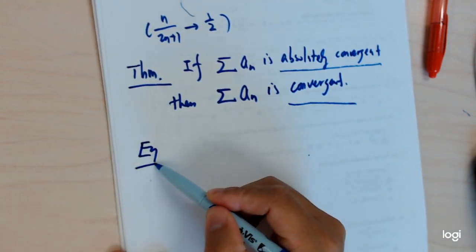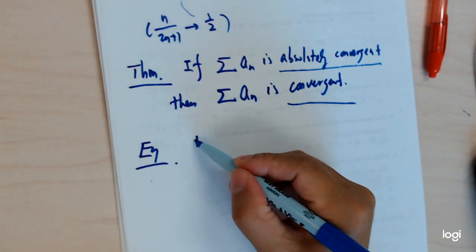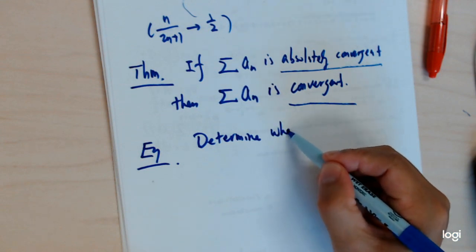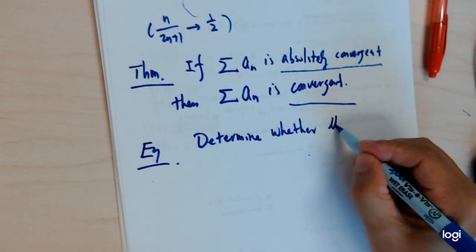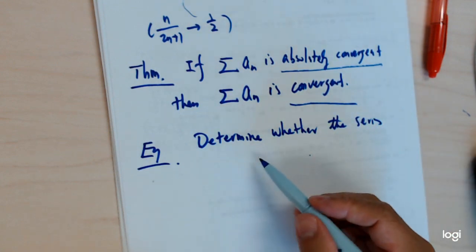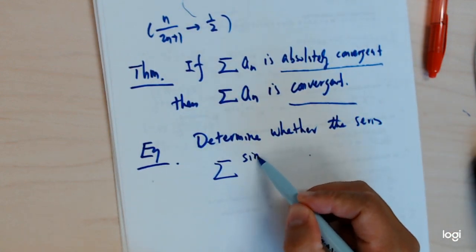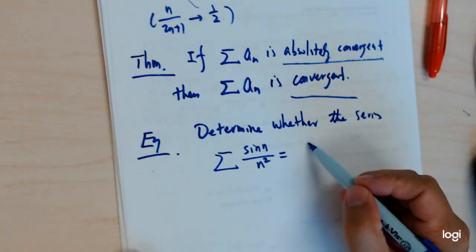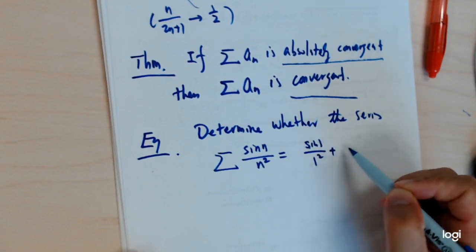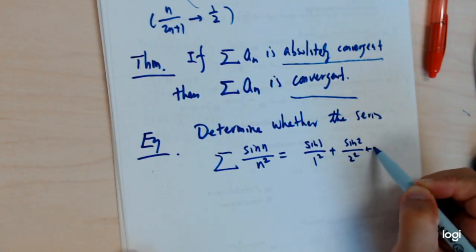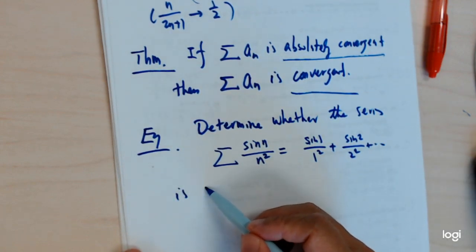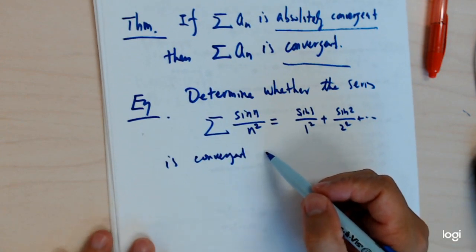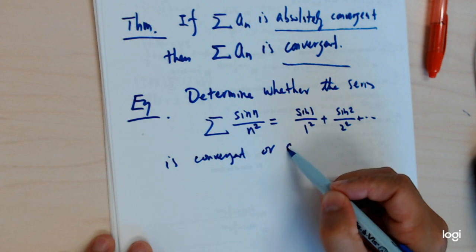Here's one example. Let's find out whether the following series converges or not. So sigma sine n over n squared. We're talking about sine 1 over 1 squared, sine 2 over 2 squared. Now find out whether this series is convergent or divergent. Notice here I'm not asking if this converges absolutely or conditionally. That's not what I'm asking here. I'm asking whether this one converges or diverges.